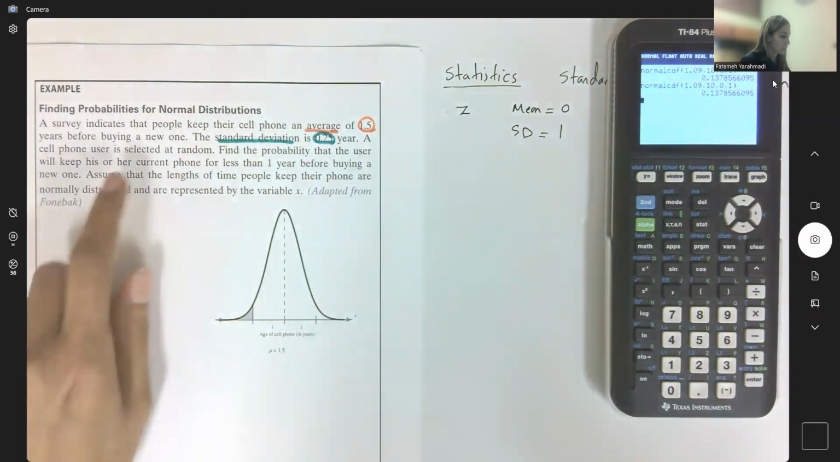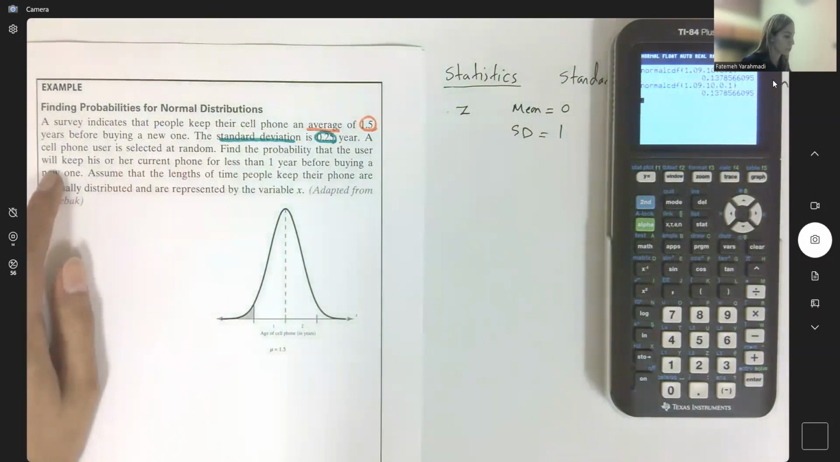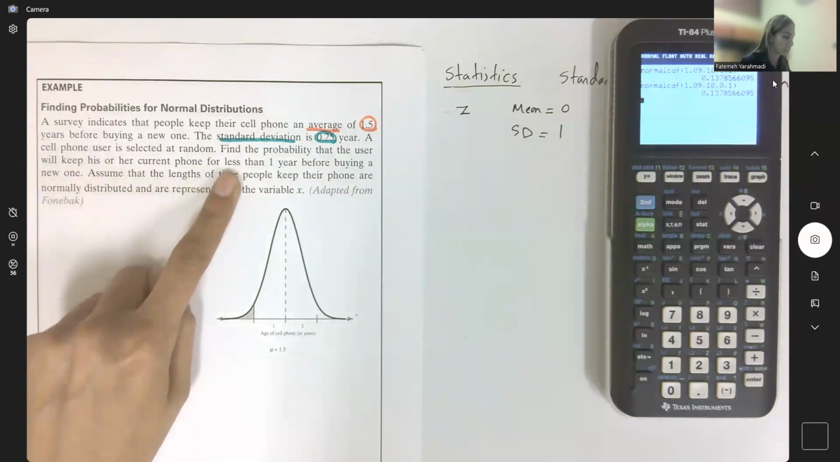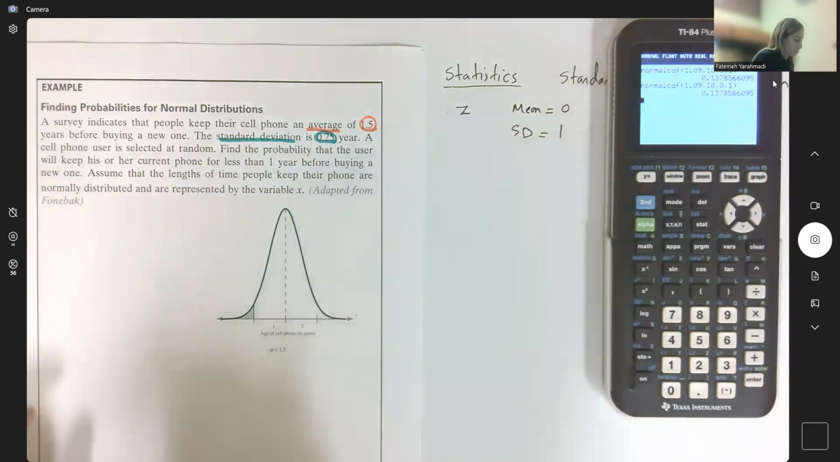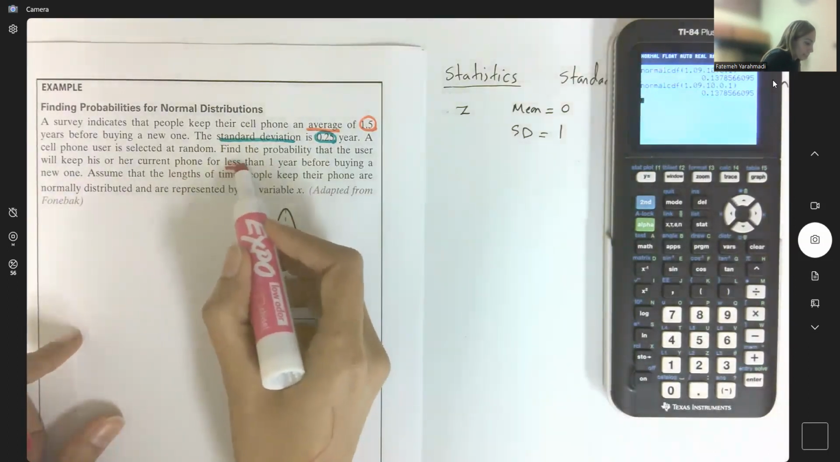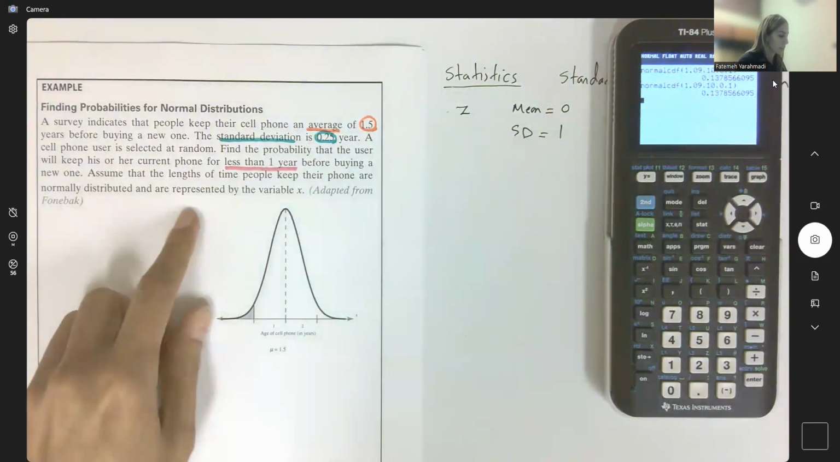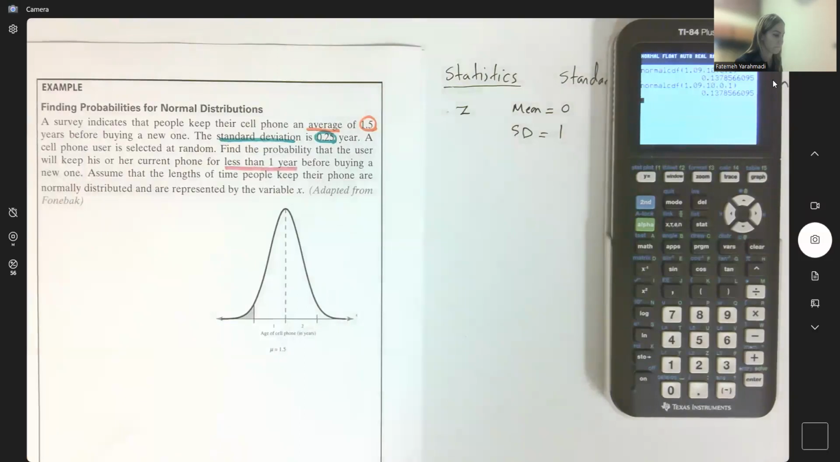A cell phone user is selected randomly, right? The question says, find the probability that the user will keep his or her phone for less than 1 year before buying a new one. Okay, another important piece of information. They'll keep the phone for less than 1 year. And we know this is normally distributed. The data is normally distributed. Okay, so what are we going to do? We're going to find this probability.